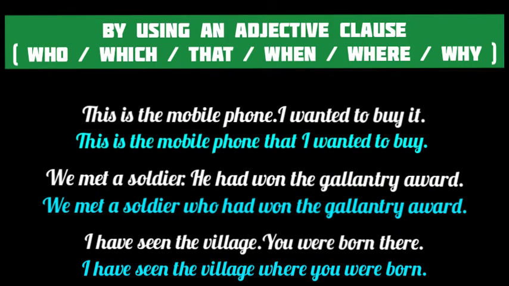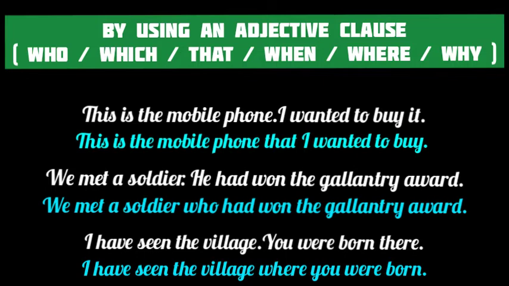Moreover, two separate simple sentences are also combined with the help of a subordinate adjective clause. You see, in complex sentences, subordinate adjective clauses are initiated or introduced by relative pronouns such as who, which, that, when, where, and why. Remember, if the thing or person mentioned in the first simple sentence is described or modified in the second simple sentence, we combine them by using a subordinate adjective clause.